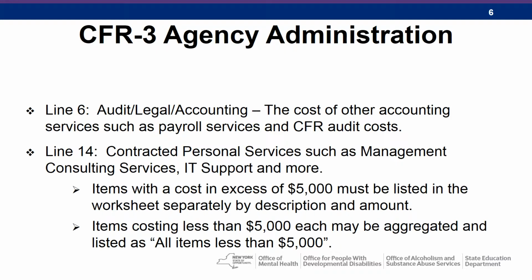Line 14 is where contracted personal services such as management consulting services and IT support are reported. Items with a cost in excess of $5,000 must be listed in the worksheet separately by description and amount. Items costing less than $5,000 each may be aggregated and listed as all items less than $5,000.